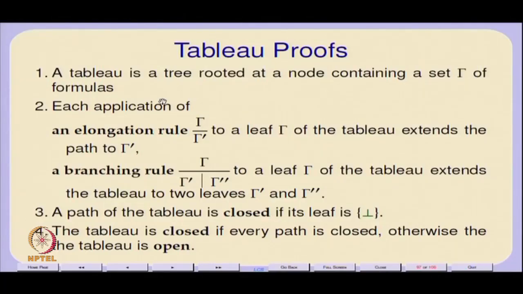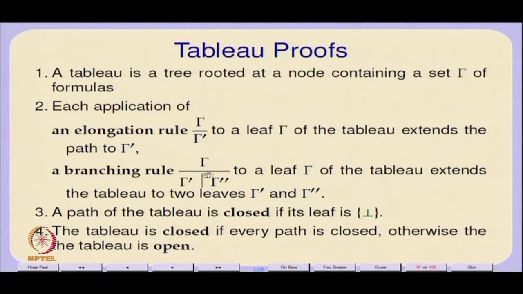set gamma of formulas. Each application of an elongation rule of the form gamma down gamma prime to a leaf. Notice that now there is a gamma prime, because the elongation rules, instead of two formulae, became a set of two formulae. An elongation rule applied to the leaf gamma of the tableau extends the path to gamma prime.